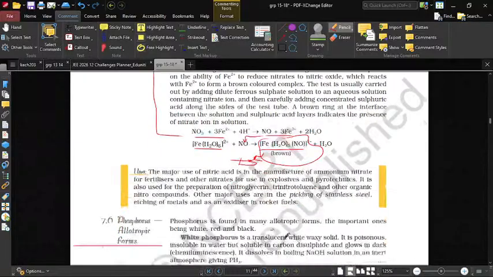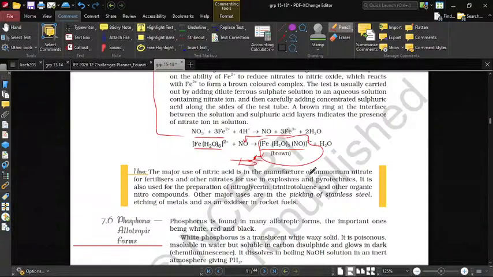Uses. The major use of nitric acid is in the manufacture of ammonium nitrate for fertilizers and other nitrates for use in explosives and pyrotechnic techniques. It is also used for the preparation of nitroglycerin, trinitrotoluene, and other organic nitro compounds. Other major uses are in pickling of stainless steel, etching of metals, and as an oxidizer in rocket fuels.